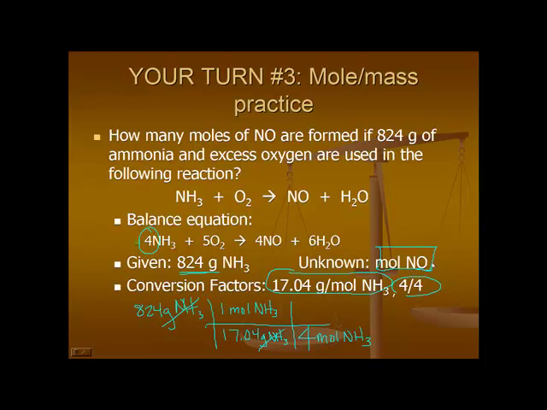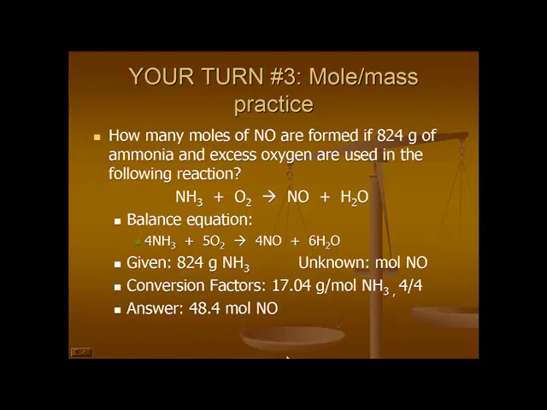And since the NO is the substance I'm looking for, moles of NO is what I put on the top. And again, the number that I plug in for it comes from the balanced equation. That one happens to be a 4 also. Multiply across the top, divide across the bottom, and you should get 48.4 moles of the nitrogen monoxide. Again, I had 3 sig figs in my question, so 3 sig figs in my answer.